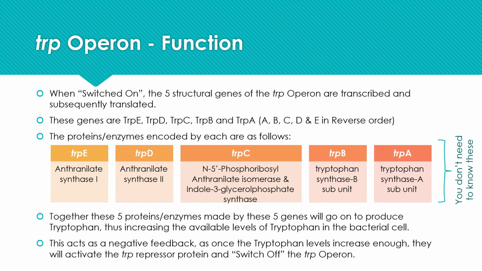If you have high levels of tryptophan, this will be stopped, and that is your negative feedback. Once the tryptophan levels increase enough, they activate the trp repressor protein and they switch off the trp operon, stopping these proteins being made, which means they stop making more tryptophan. So there's a bit of negative feedback for how it all gets controlled there as well. So that is what the trp operon's genes actually do. And that is actually how it works.